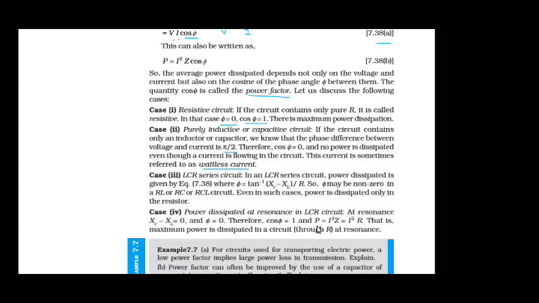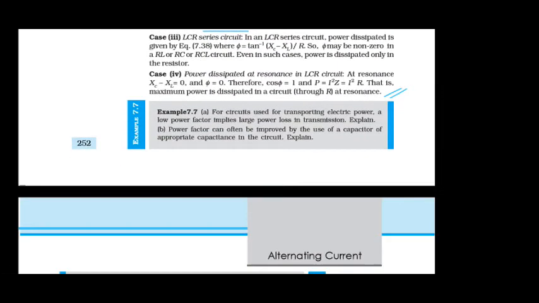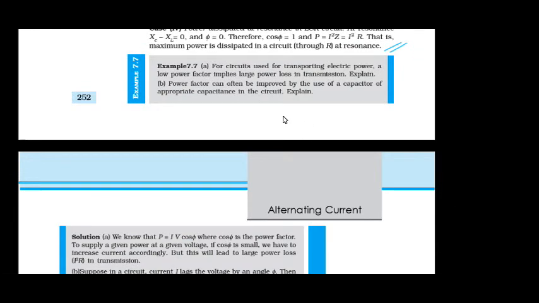Therefore, cos phi is equal to 1. P is equal to I square Z, which is equal to I square R. That is the maximum power dissipated in the circuit through R at resonance. And these are the four cases. So let us see a few numerical examples.